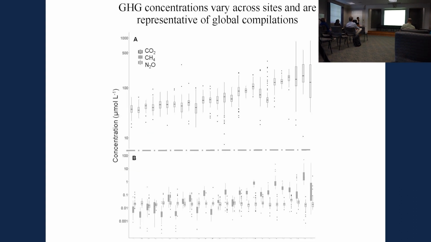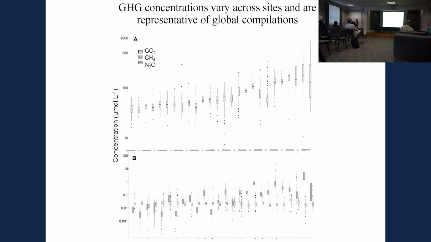In our initial analyses, we've looked at the concentrations of those 3 greenhouse gases across the 28 sites. On the top panel here, I'm showing carbon dioxide. On the bottom panel, methane in the orangish color, and nitrous oxide, ordered by increasing CO2 concentrations. The site names are on here.